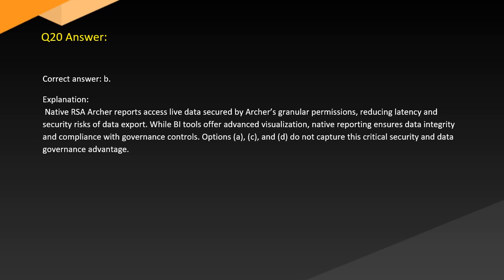Answer. Correct answer: B. Explanation: Native RSA Archer reports access live data secured by Archer's granular permissions, reducing latency and security risks of data export, while BI tools offer advanced visualization. Native reporting ensures data integrity and compliance with governance controls. Options A, C, and D do not capture this critical security and data governance advantage.